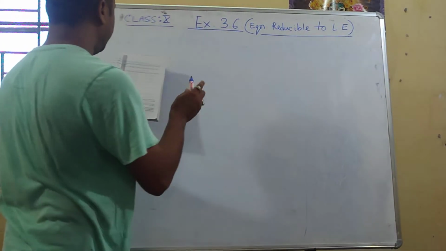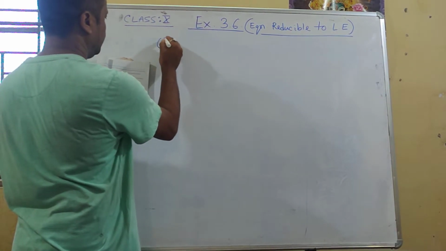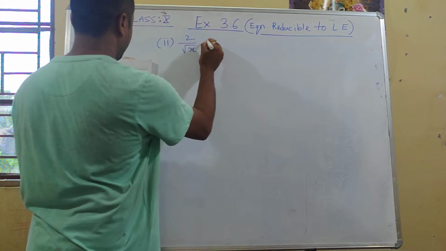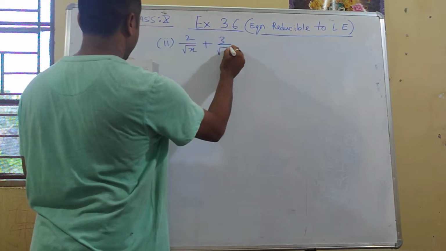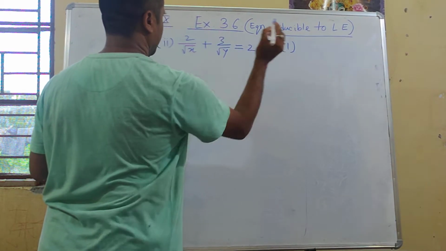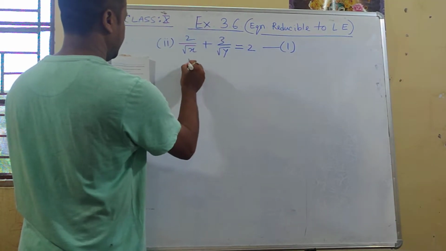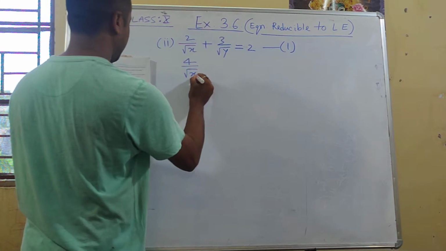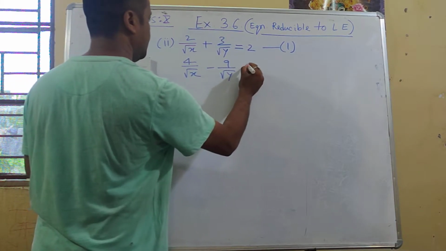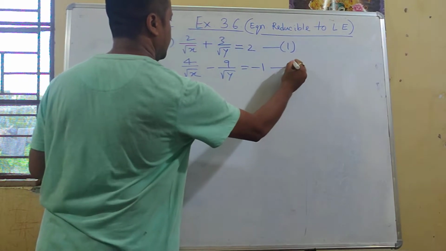So let us directly go to question number 2. It is 2 by root over x plus 3 by root over y is equal to 2. Mark this as equation number 1. Second, 4 by root over x minus 9 by root over y is equal to minus 1. It is equation number 2.